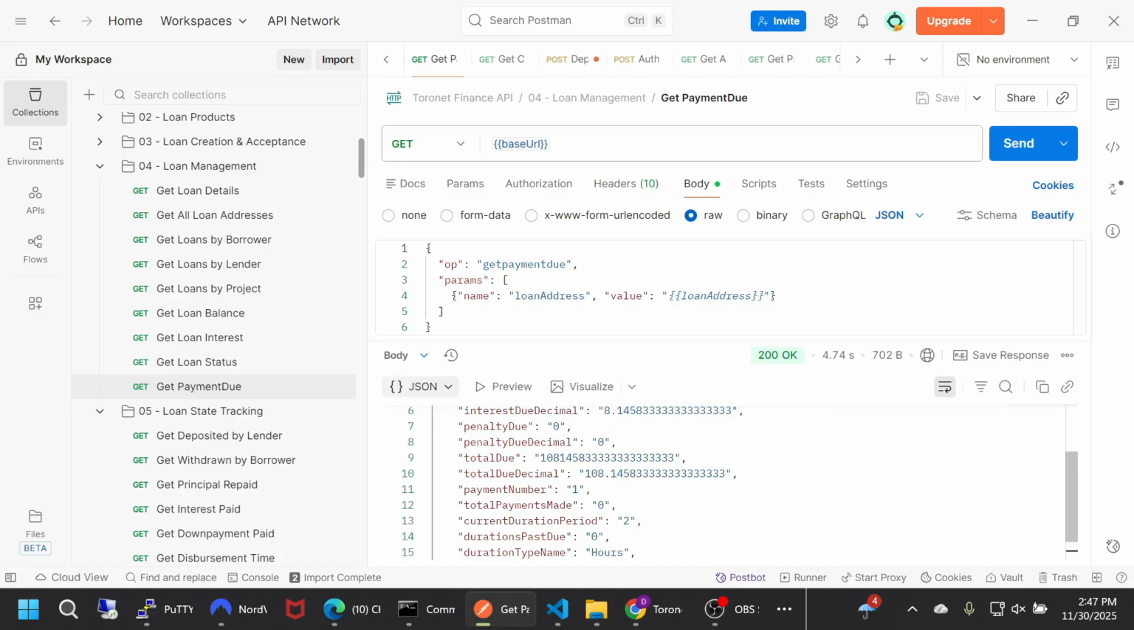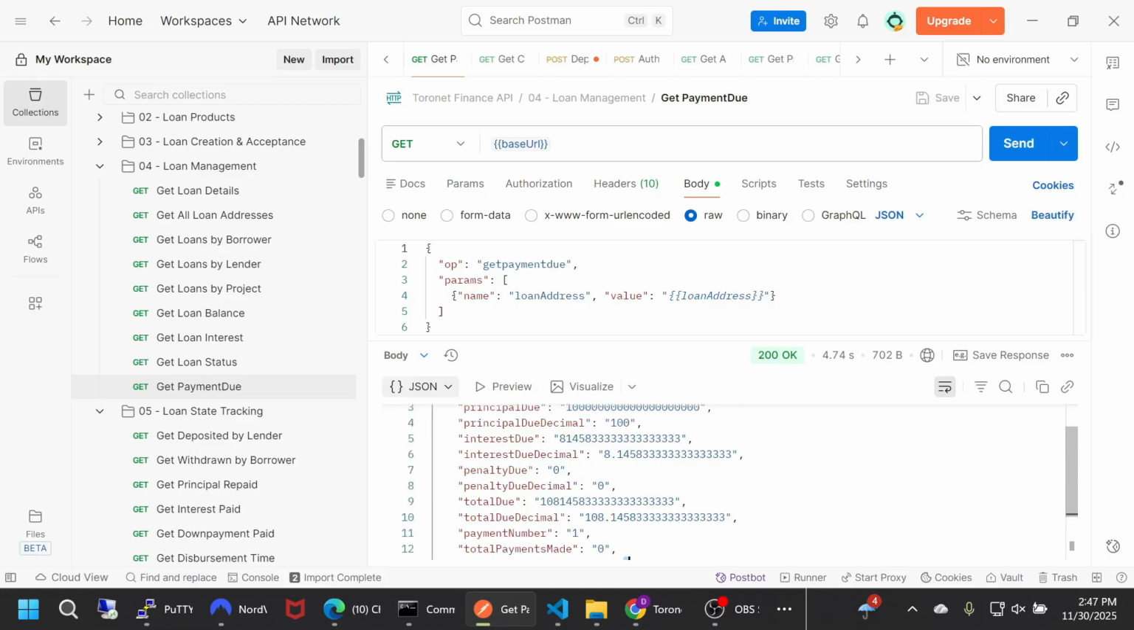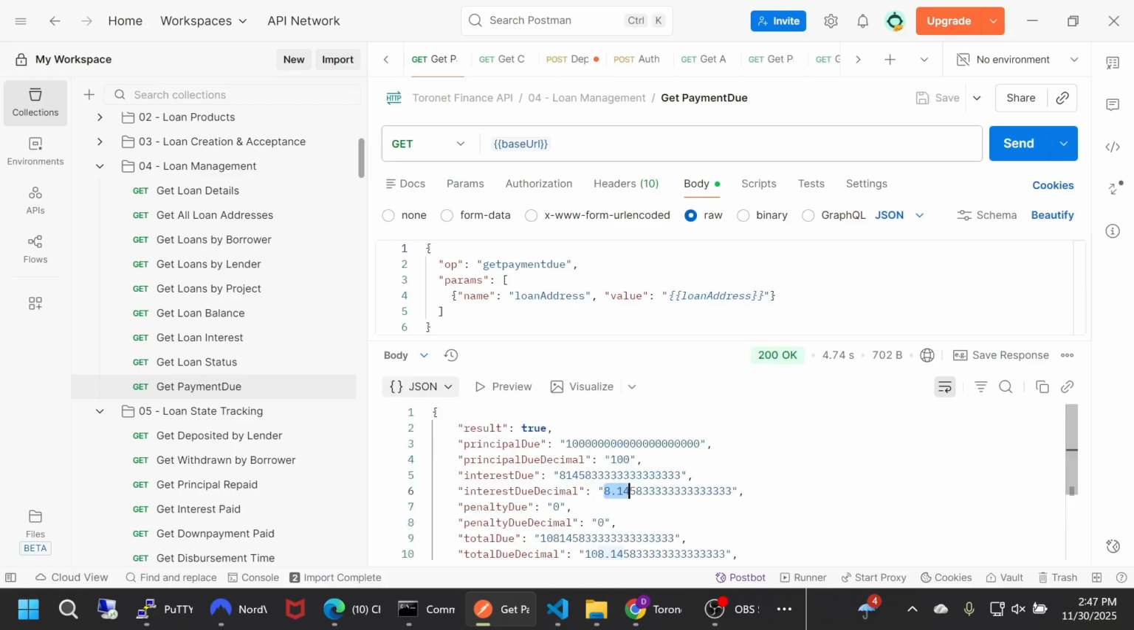Okay, so we are at current duration 2. We're in the second hour. We've passed the first hour. What is due in interest is $8. So it's not yet 2 hours, but it's more than 1 hour because 750, half of that $15, 15 NGN should have been due, and now 8 is due.